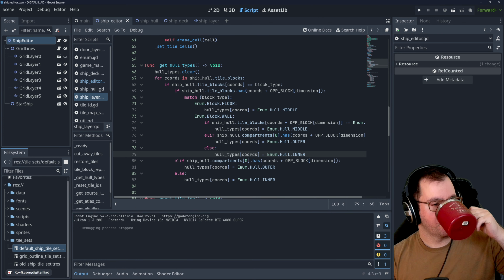All right, so how are we getting to this? How are we getting this? Oh, because it's just an else, huh? Elif ship hull dot compartments 0 has this. Okay, so our flood fill is not working under a specific case. That's fine. We can figure that out.